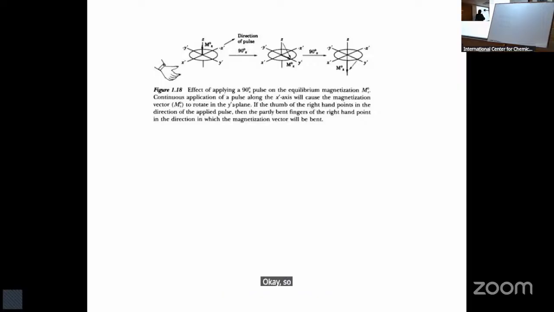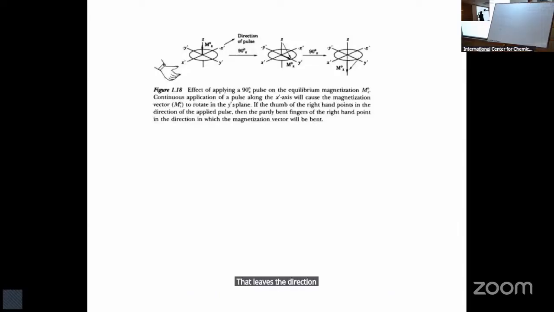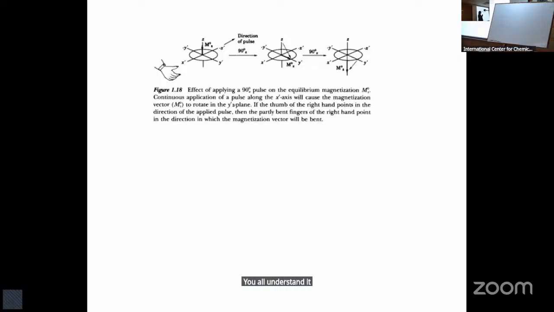Okay, so what we can do is use our right hand thumb, and this will show you the direction of the radio frequency. If I say that I need to give a pulse of 90-degree X, that means the direction is from 90X. Okay, and where is 90X? This position. This is your X, this is minus X, this is minus Y, and this is Y. You all understand it? Minus X, minus Y, plus Y.